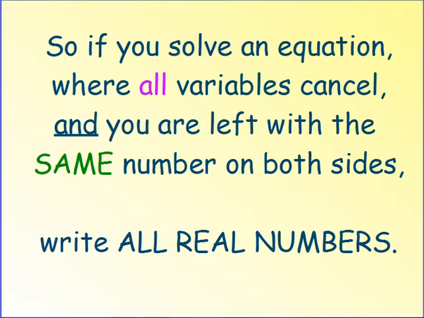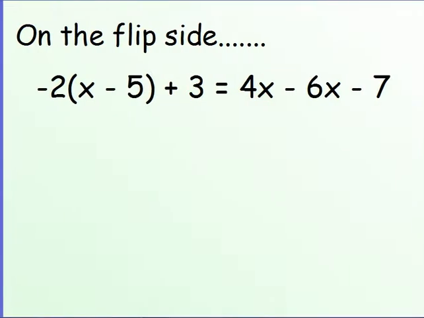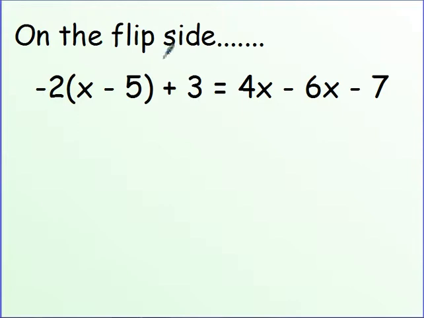So once again, if I solve an equation where all variables cancel and what I'm left with is the same number on both sides, I write all real numbers. That is my solution. We're going to try one more.